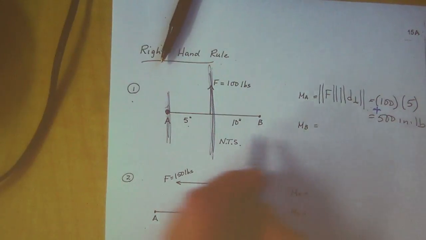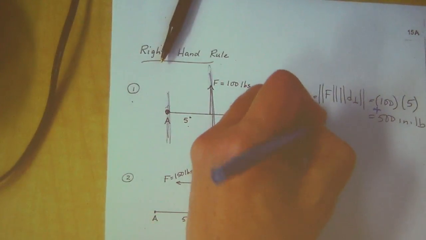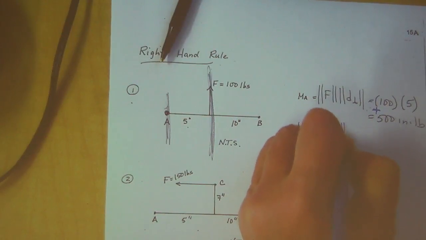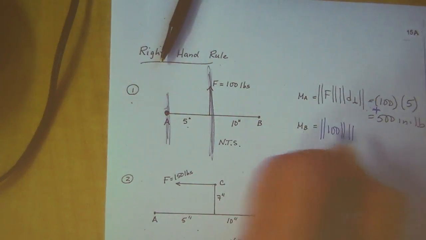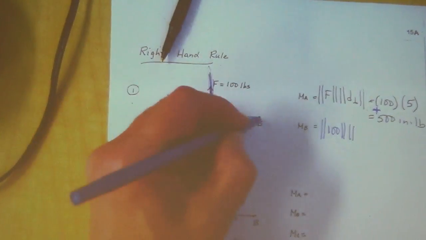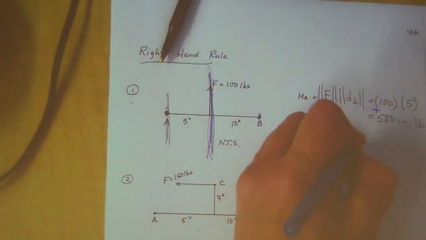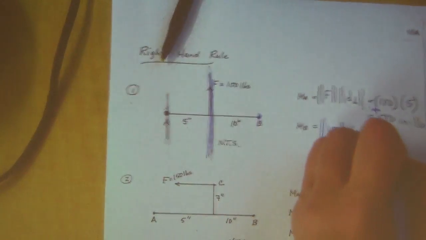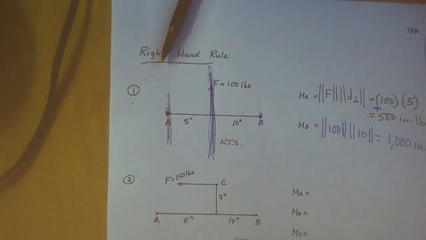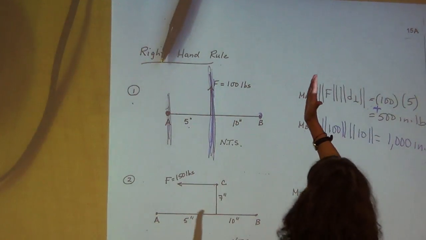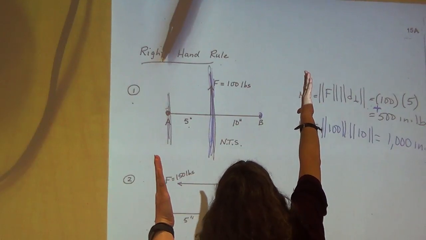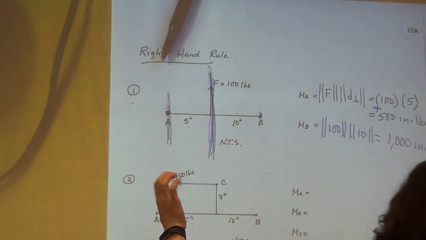So again, it's the absolute value of the force. What's the force? 100. What's the perpendicular distance from the force to B? 10. So it comes out to be 1,000. It's inch-pound. Same thing. Fingers go in the direction of the force. Palm goes towards the point. Do I get a positive or a negative? Negative.